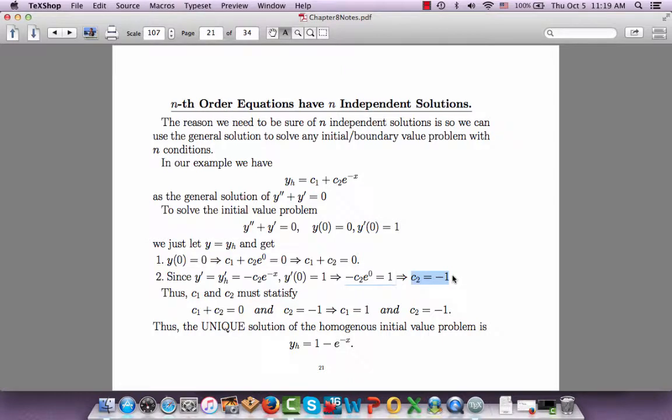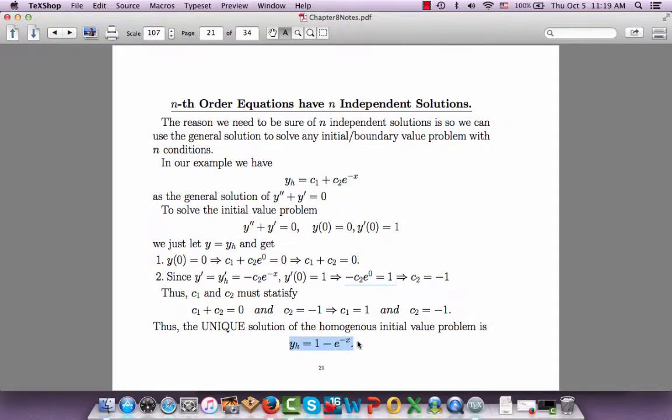So this is an example where solving this system of two equations is easy because one of the equations actually already tells us what one of the values is. That's not always going to happen. So if c2 is negative 1, we plug that into the original first equation, and then that tells us what c1 has to be. So c1 has to be 1 to make that true. So we construct our solution as 1 minus e to the negative x, just by plugging those constants in. That's why we get our solution.